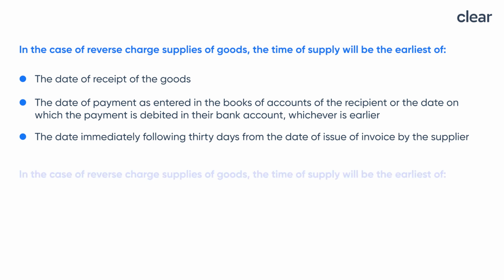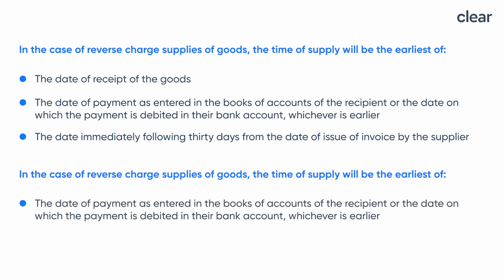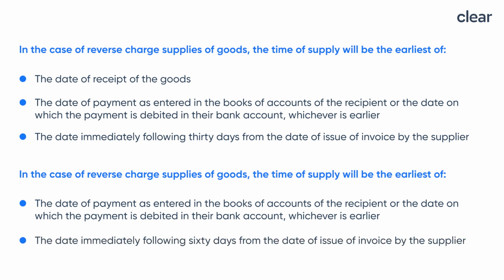Whereas, in the case of reverse charge supply of services, the time of supply will be the earliest of number 1, the date of payment as entered in the books of accounts of the recipient, or the date on which payment is debited in their bank account, whichever is earlier, or number 2, the date immediately following 60 days from the date of issue of invoice by the supplier.